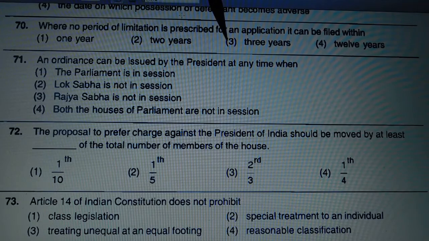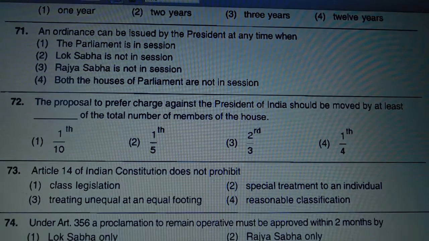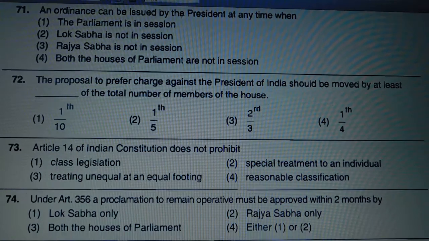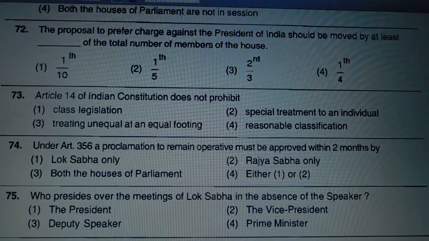The answer is 3 years. Question number 71. An ordinance can be issued by the President at any time when. The answer is both the houses of Parliament are not in session. Question number 72. The proposal to prefer charge against the President of India should be moved by at least dash dash of the total number of members of the House.